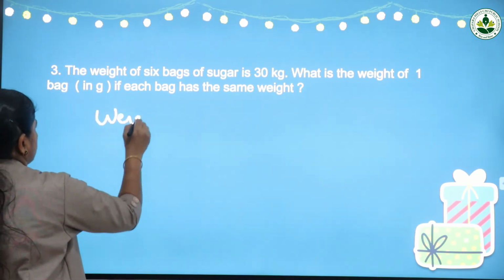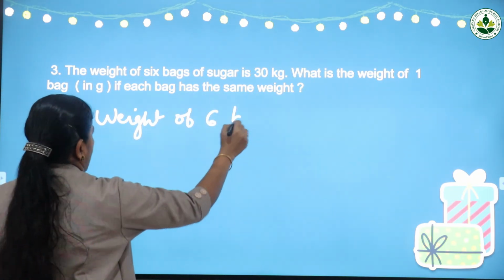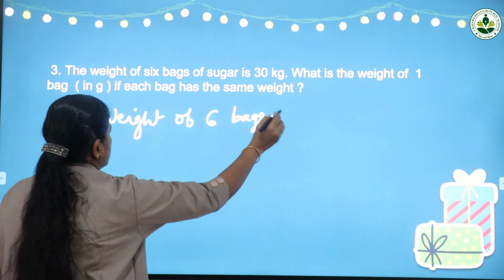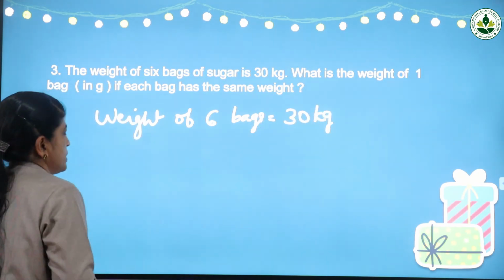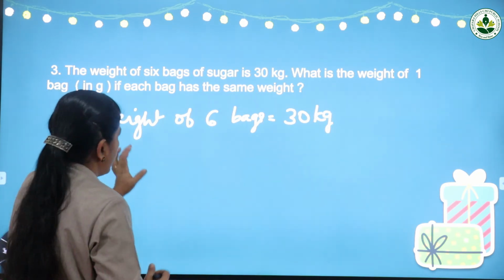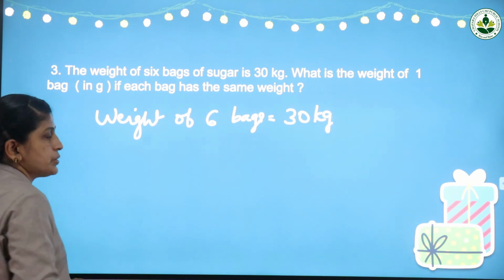Weight of 6 bags is equal to 30 kg. The unit used to measure weight is kilogram. Therefore, weight of 6 bags is equal to 30 kilogram. Then what should we find?